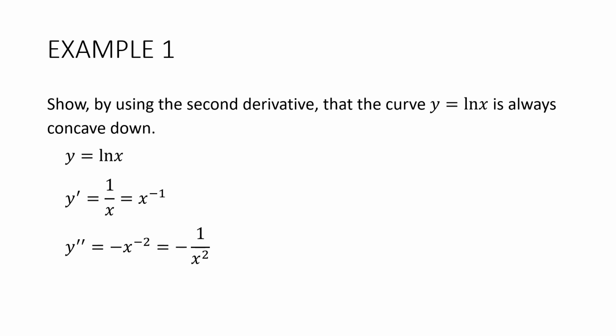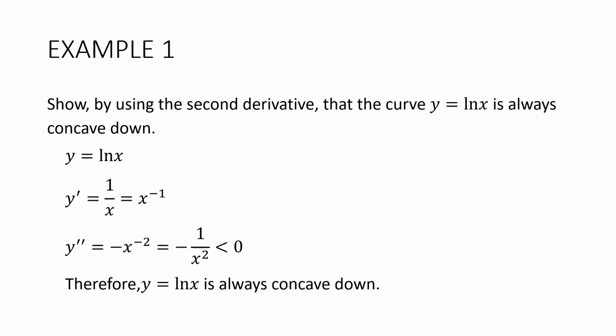Now, we want to show that this is always concave down. In other words, we want to show that the second derivative is always less than 0. And it is, isn't it? Because this is a square, so that's always going to be positive. 1 is positive, so this is always going to be negative. Therefore, y equals ln x is always concave down.